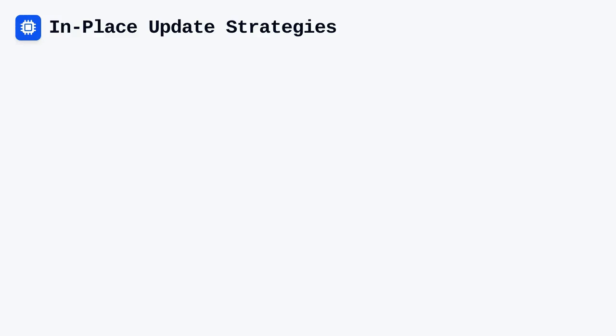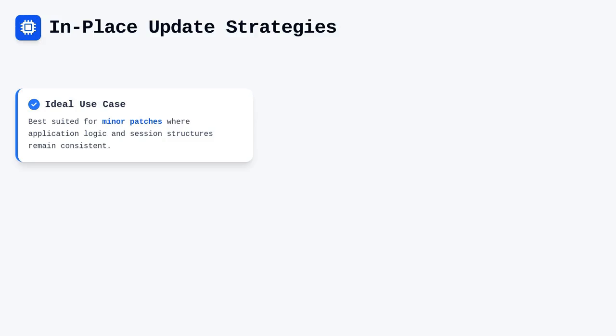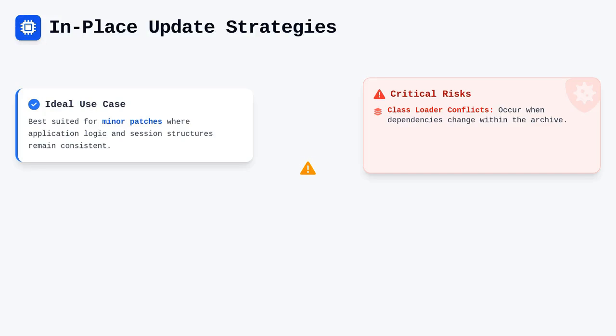In situations where you cannot perform a full production redeployment, you might resort to in-place updates, though this typically involves more risks. In-place strategies are often used for minor patches where the application logic and session structure do not change significantly. However, even with minor updates, class loader conflicts can arise if you change dependencies within the application archive.